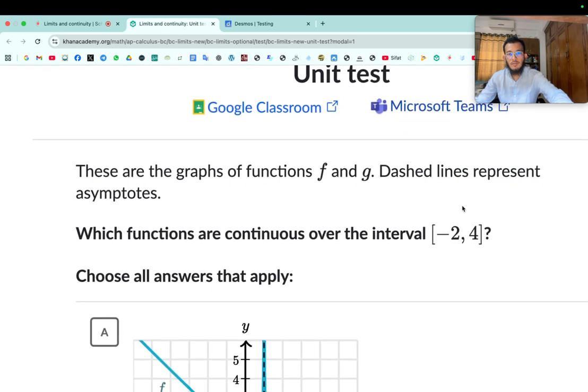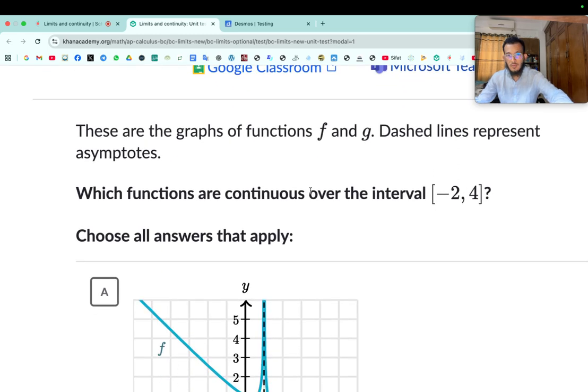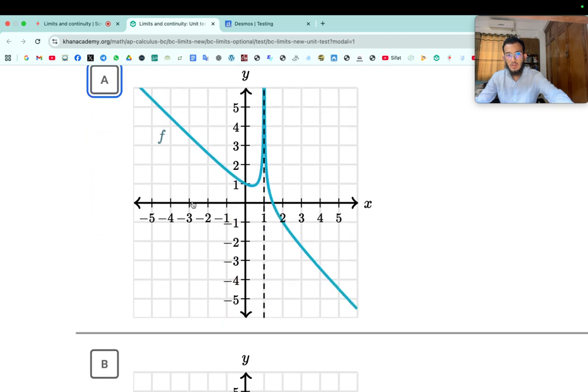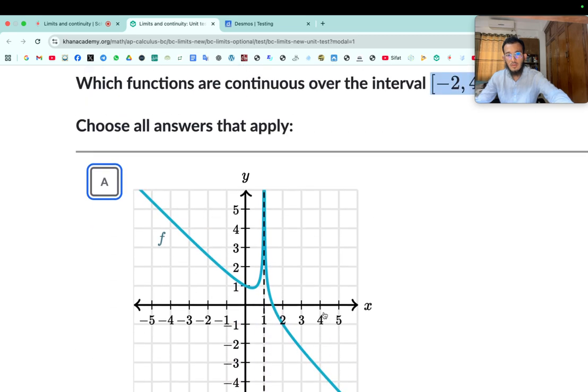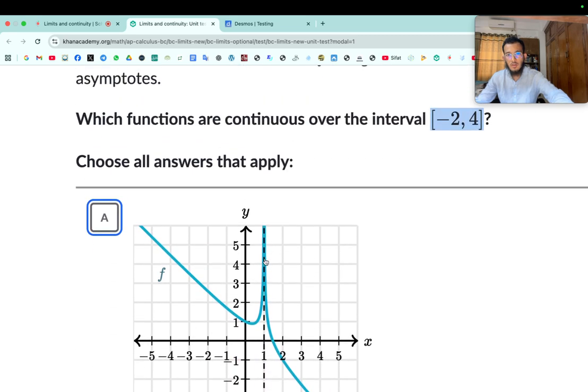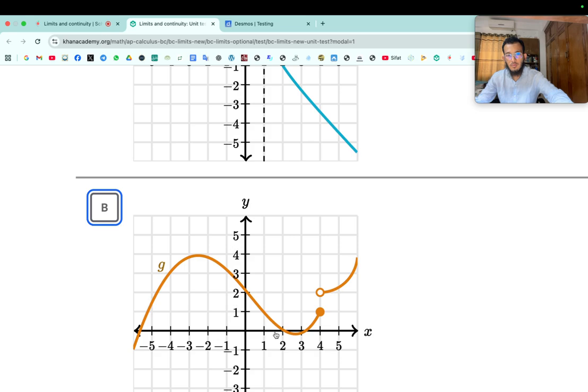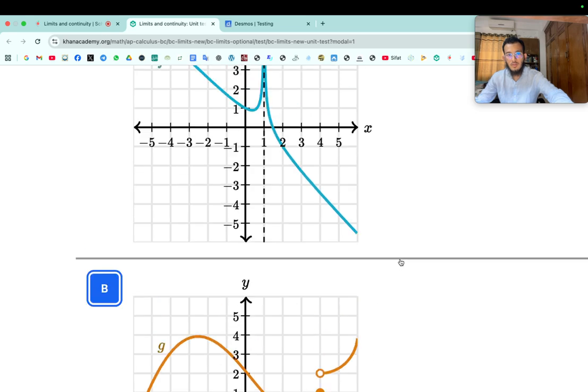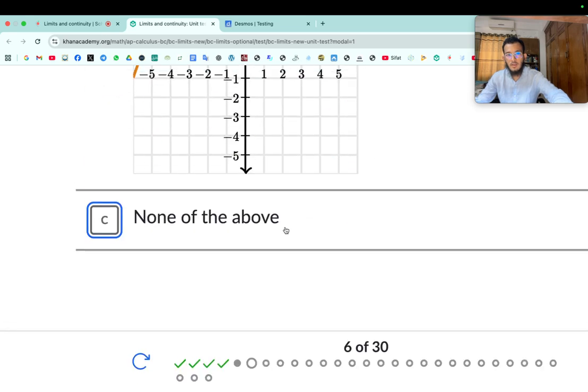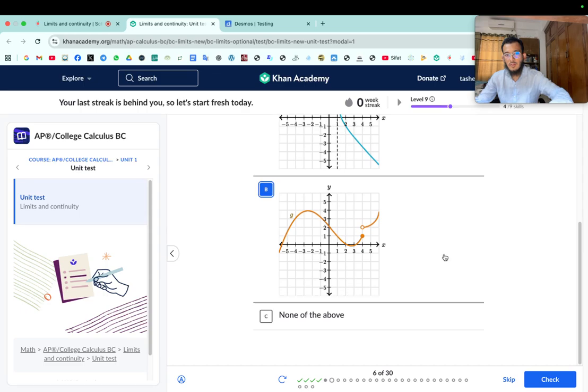These are the graphs of function f and g. The question asks which function is continuous within the interval negative 2 to 4. So from negative 2 to positive 4, as you can see, there is an asymptote, so it's not continuous, of course. But from negative 2 to 4, this is continuous, so it's fine. And so b will be our answer.